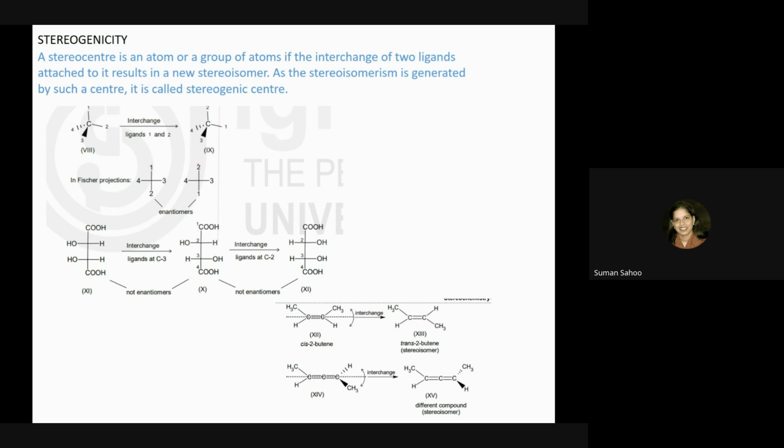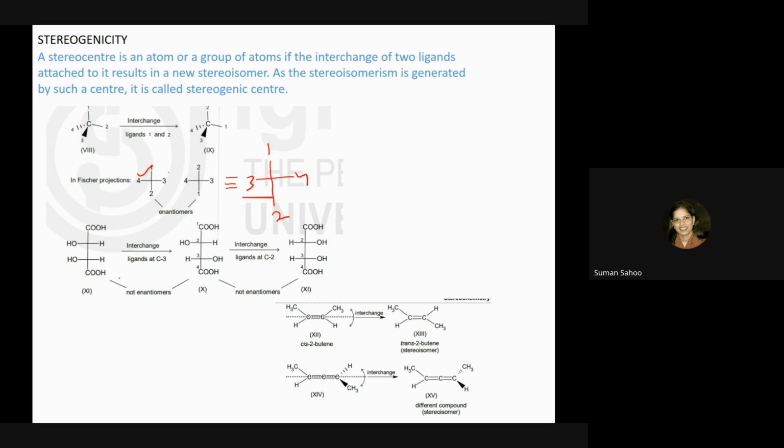We can just rotate it, and we can do two more swaps, so that 1 would go up and 2 would go down, and this would be 3, 4. So this is the mirror image of this one. These two give you enantiomers. So in that case, this carbon is known as your stereogenic center.